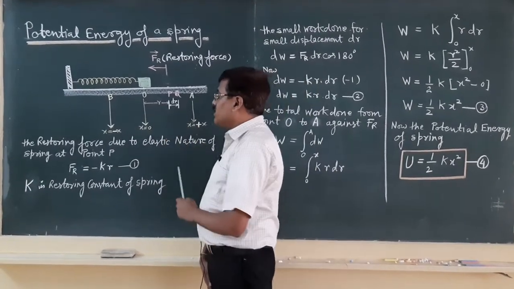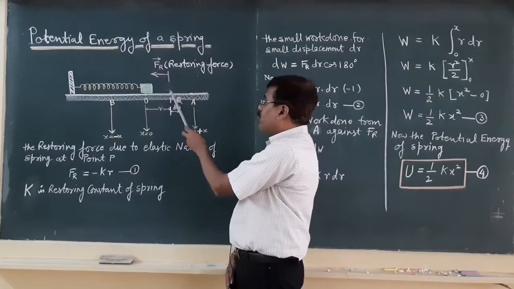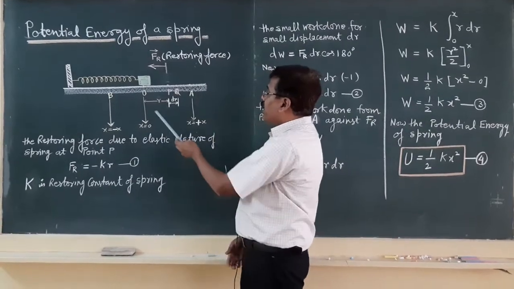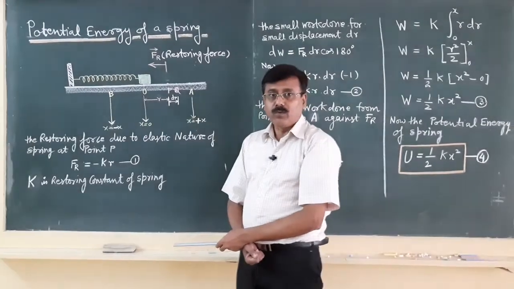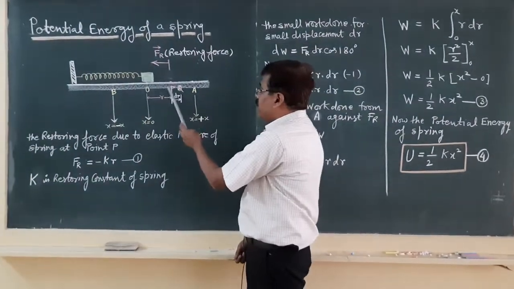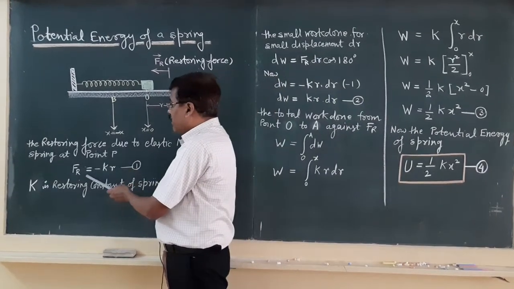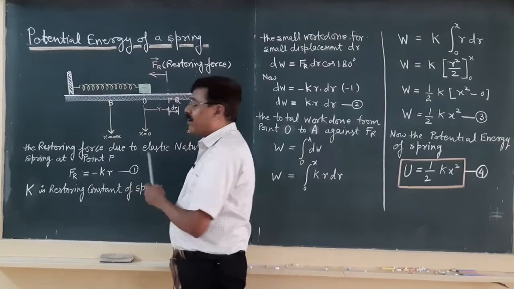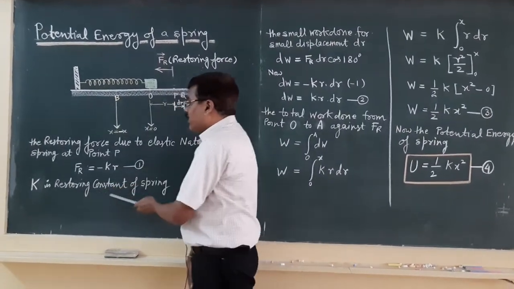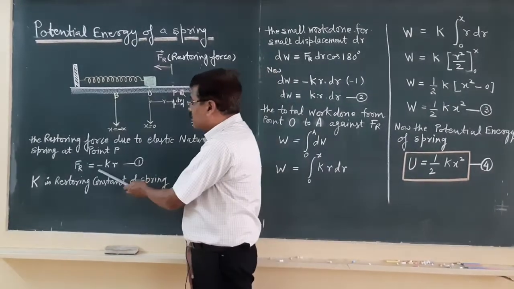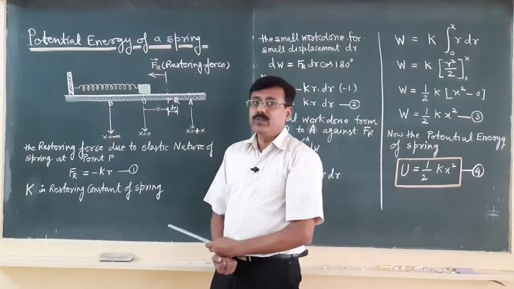So, what will be the restoring force at any point? Let the block be at point P, a general point, at a small distance r from the equilibrium position O. At point P, the restoring force due to the elastic nature of the spring is given by F_r = minus k r, where r is the displacement and k is the restoring constant. The negative sign shows that the restoring force is always acting towards the mean position.